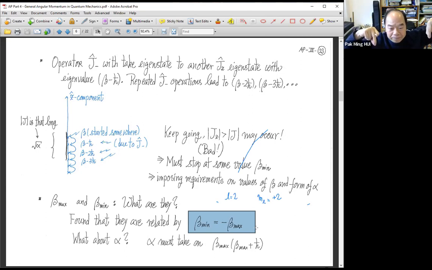Understand? Now, we can derive this only relying on the commutation relation. Nothing more than that. We don't need the theta phi equation. We don't need Y_LM of theta phi, the spherical harmonics. However, this is not the only option.